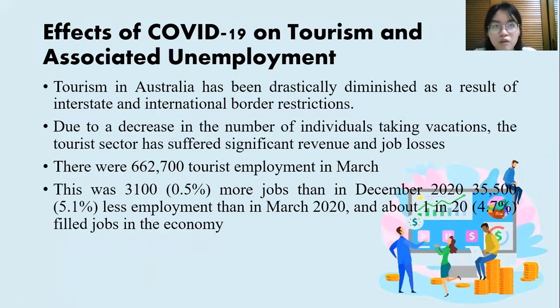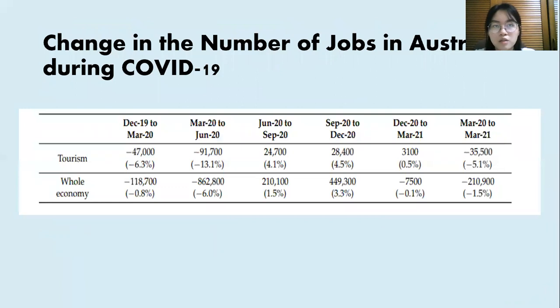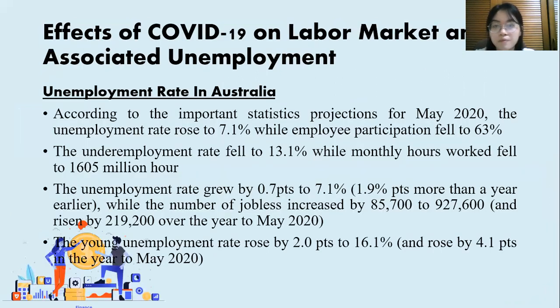The effect of COVID-19 on tourism and associated unemployment. Tourism in Australia has been drastically diminished as a result of interstate and international border restrictions. Due to a decrease in the number of individuals taking vacations, the tourist sector has suffered significant revenue and job losses. There were 662,700 tourism jobs in March. This was 3,100, 0.5% more jobs than in December 2020, 35,500, 1.1% less employment than in March 2020, and about 1 in 20, 4.7% fell in the jobs in the economy. This one is the change in the number of jobs in Australia during COVID-19.